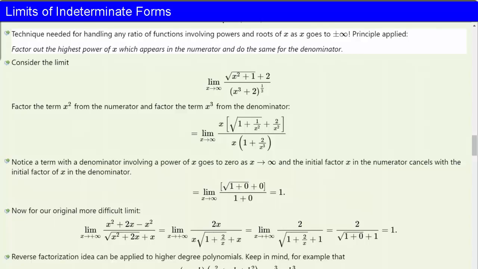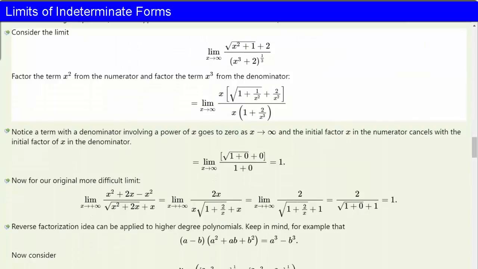The principle that I used is: factor out the highest power of x which appears in the numerator and do the same for the denominator. Let's do a simple example before I justify the last formula. Consider the limit of the square root of x squared plus 1, plus 2, divided by the cube root of x cubed plus 2. The highest power of x in the numerator is x squared, and we factor that completely out. In the denominator we see an x cubed, and we factor that completely out, paying attention to the change in power as we pull factors through roots.